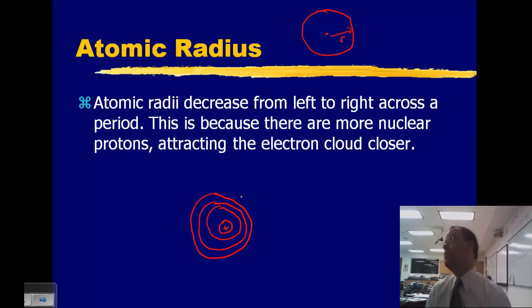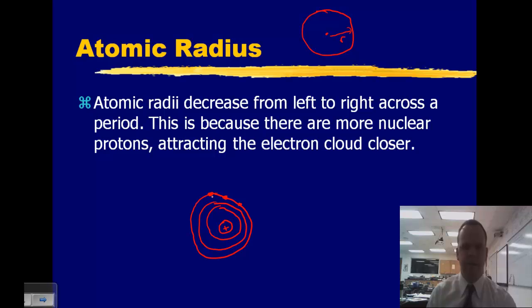So let's say we're going across from sodium to argon in the third energy level. We would have 1 electron in sodium, 2, 3, all the way up to 8 electrons in this third energy level. Now we know the first 2 go into s orbitals, the rest go into p orbitals, so it doesn't look exactly like this. But you can get a general idea.